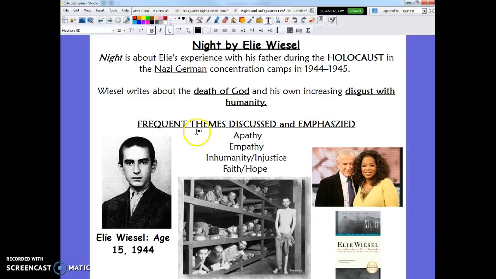More specifically, the frequent themes that are going to be discussed in this book are right here, and they're emphasized throughout every single page, and that's apathy and empathy. We're going to define those later, but we talked a lot about empathy last quarter, about feeling what somebody else feels, and apathy is the opposite of that. It's the absence of emotion, the absence of even caring, and we're going to see that apathy drives a lot of the decisions that the Nazis make. In order to carry out such horrible atrocities on mankind, you have to be numb and unable to feel in order to carry those things out.